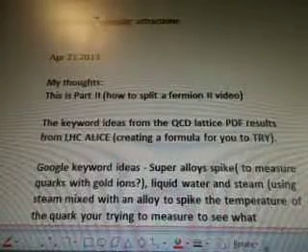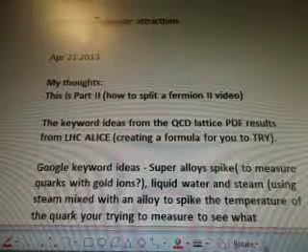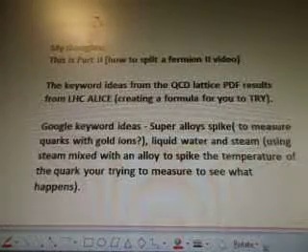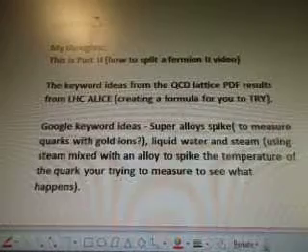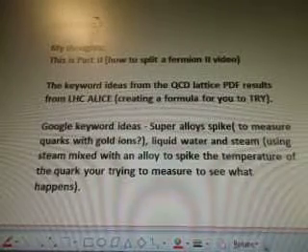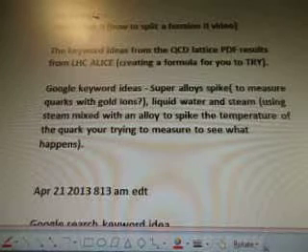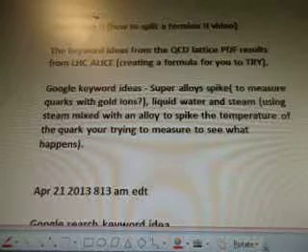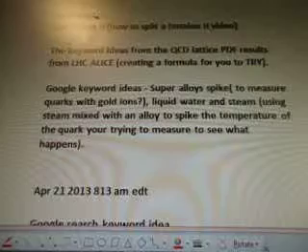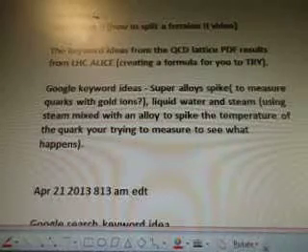So what my thoughts were in part 2 is how to split a fermion 2 video. The keyword ideas from the QCD Lattice PDF results from LHC ALICE, creating a formula for you to try. So I'm going to Google some keyword ideas. Superalloy spike to measure quarks with gold ions, liquid water and steam, using a steam mixture with an alloy to spike the temperature of the quark you are trying to measure to see what happens.